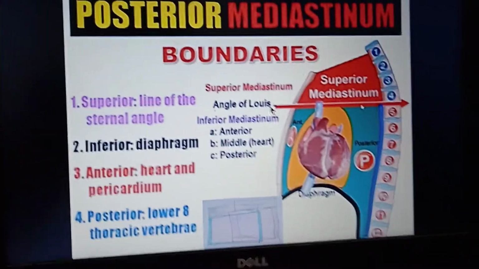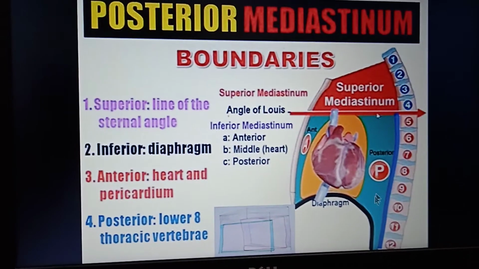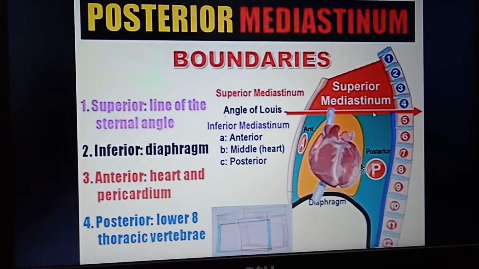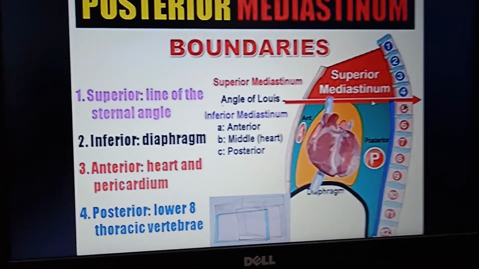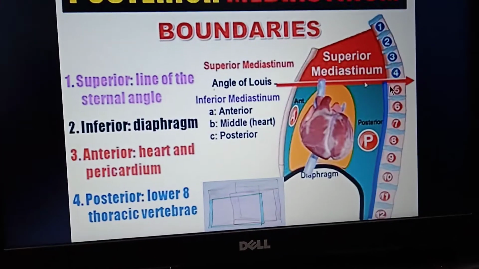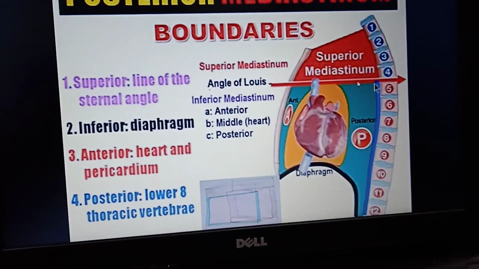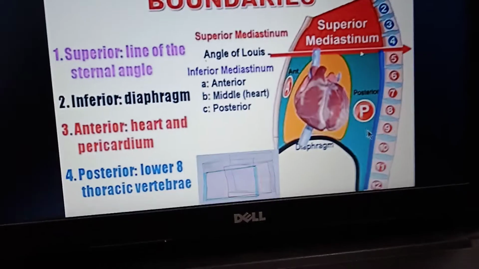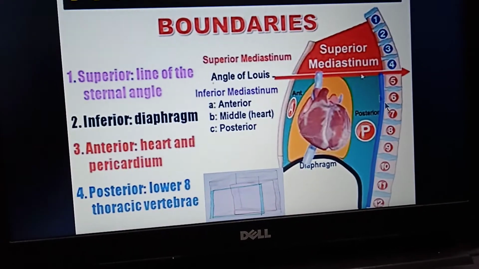Now come to the posterior mediastinum. This one is the posterior mediastinum. Boundary: anteriorly there is the heart with the pericardium, posteriorly the lower thoracic vertebra from T5 to T12, superiorly an imaginary plane, and inferiorly the diaphragm, and both sides mediastinal pleura.